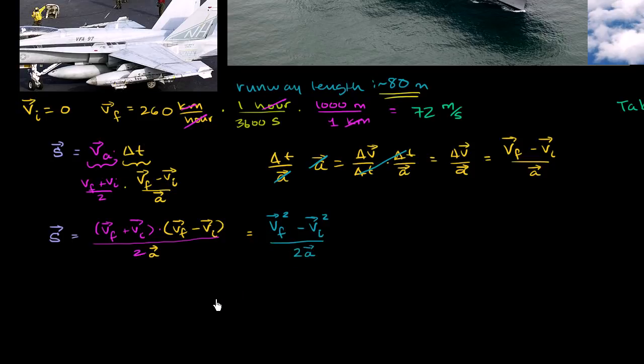Now, what's really cool here is we were able to derive a formula that just deals with the displacement, our final velocity, our initial velocity, and the acceleration. And we know all of those things except for the acceleration. We know that our displacement is 80 meters. We know that our final velocity is 72 meters per second, and that our initial velocity is 0 meters per second. So we can use all of this information to solve for our acceleration.